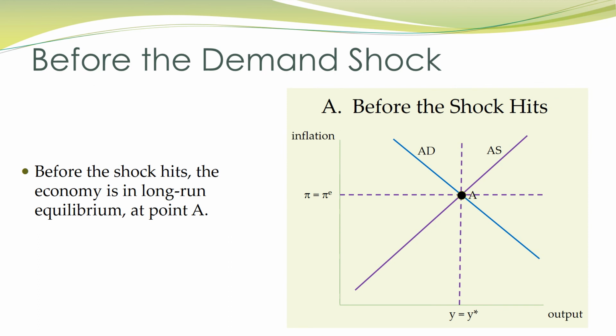When our story begins, the economy is in long-run equilibrium. The AD and AS curves intersect at point A, which is also where the expected inflation line intersects the potential output line. Thus, inflation and expected inflation are equal, and the output gap is zero.